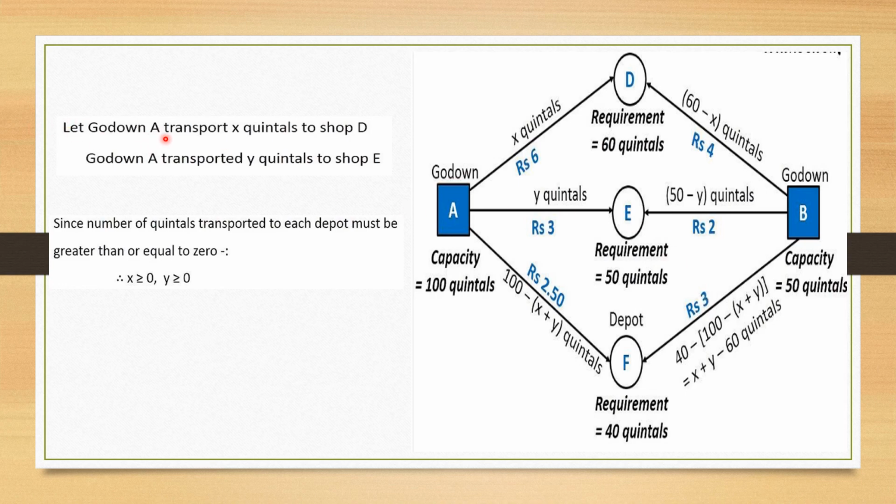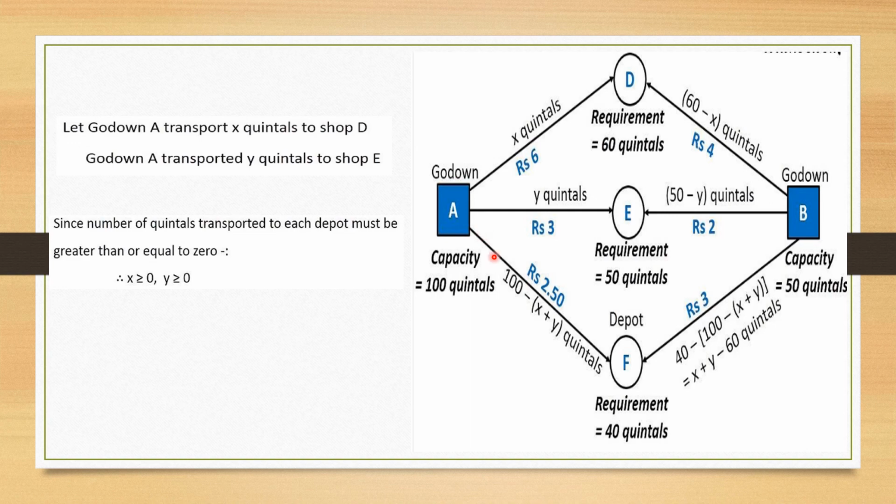So let godown A transport X quintals to shop D and Y quintals to shop E. Is it clear? We are starting with godown A transporting X quintals to D and Y quintals to E. Okay. And the transportation cost from the table: A is supplying to D at the rate of rupees 6 per quintal. Okay. A is supplying to E at rupees 3.